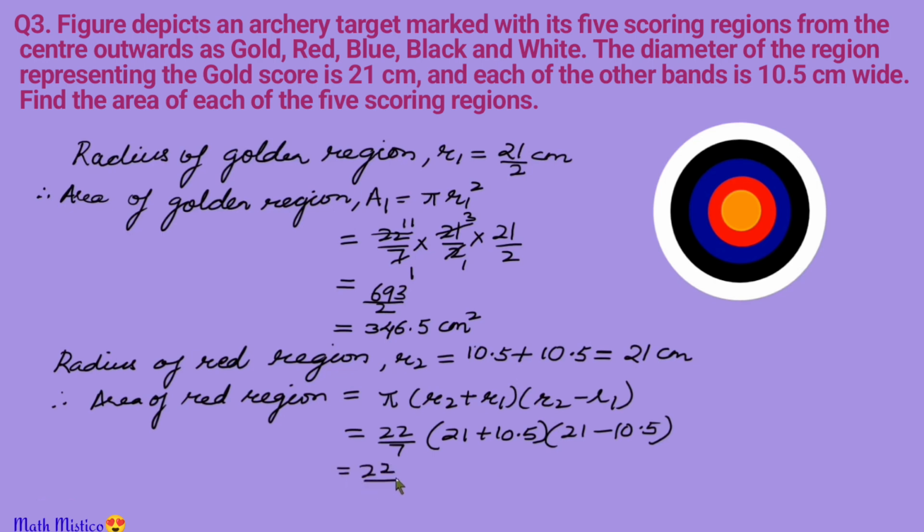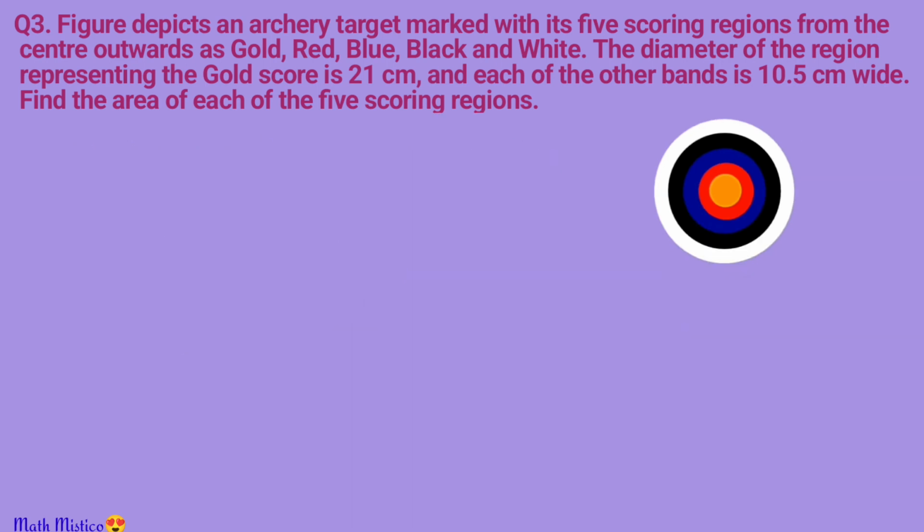So we get 22 upon 7 into 31.5 into 10.5. Now another tip you can follow to make the calculations easier. As 105 is divisible by 7, I will remove the decimal of 10.5, cancelling and multiplying all the numerators. I get 10395 and 1 decimal from the denominator 10. So we have 1039.5 centimeters square.